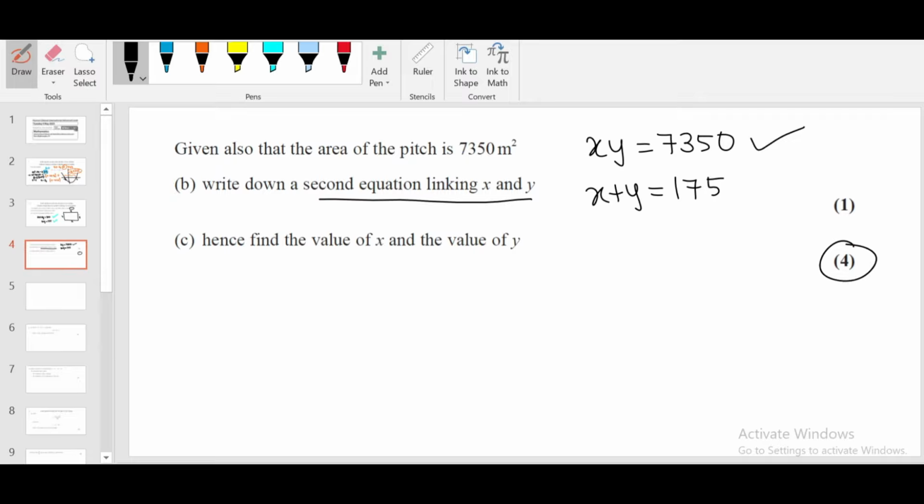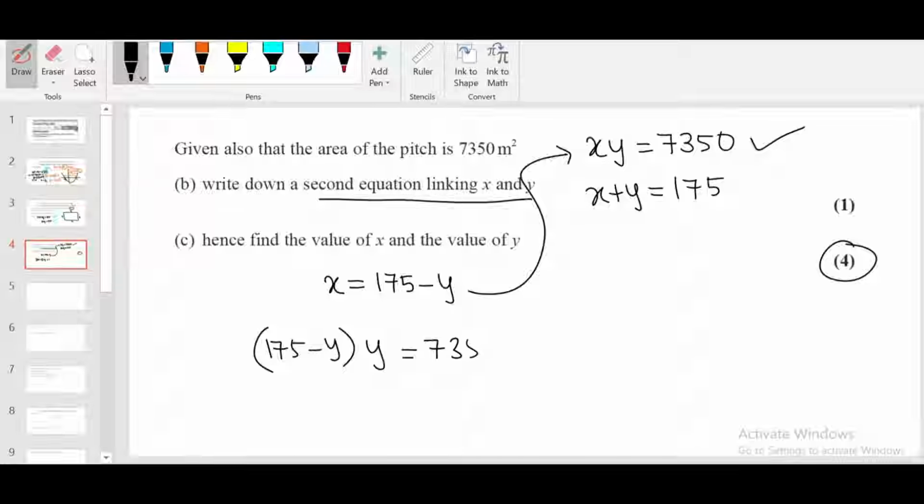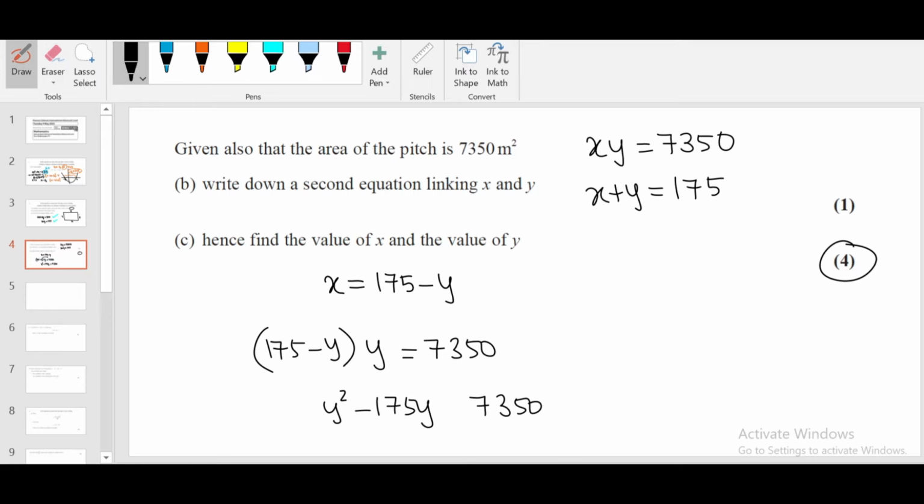Okay, from this one you can write x is 175 minus y. Sub this in here. x times y, where x is 175 minus y, times y is equal to 7350. Frame a quadratic and solve. You will put everything this side. You will get y square minus 175y plus 7350 is equal to 0.